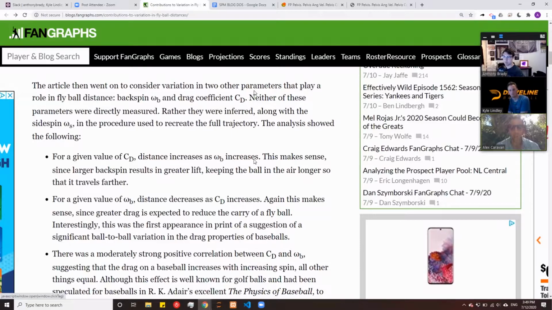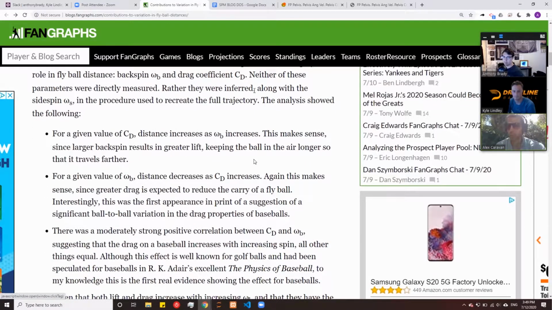The initial article talked about backspin and the drag coefficient. If you've read any of Nathan's work before, you're familiar with him talking about drag. Drag can reduce the distance a fly ball travels. That coefficient varies on a couple of things, like batted ball collision and the ball itself, but in this article we don't worry about that. We assume constants and control for certain variables. So when you hold this around the mean, what else impacts the fly ball distance?